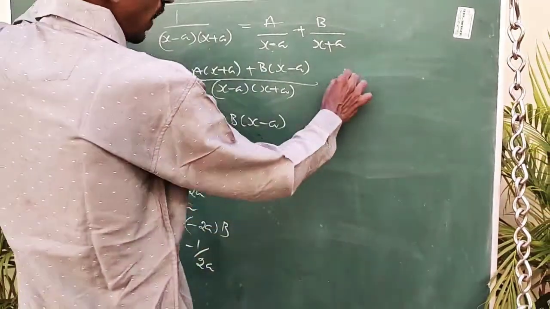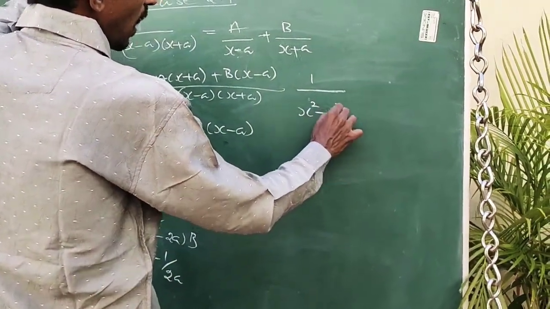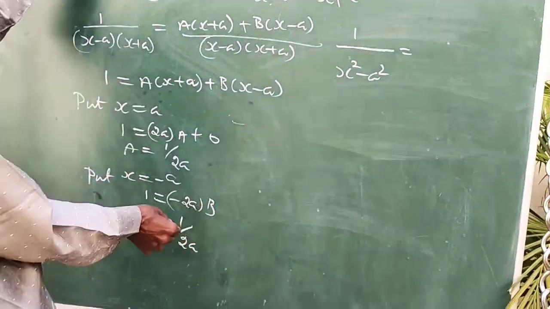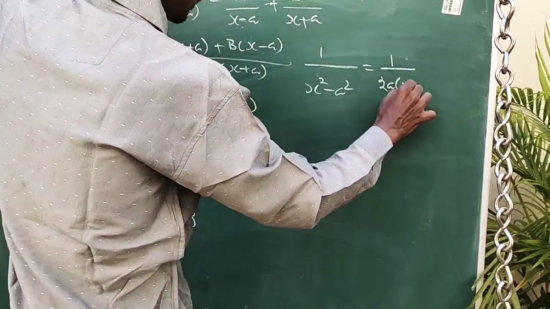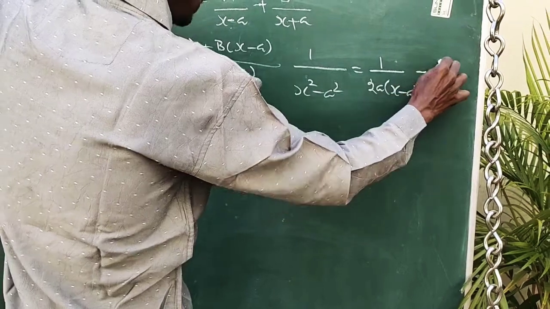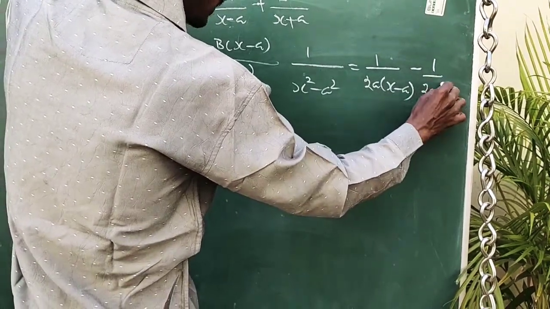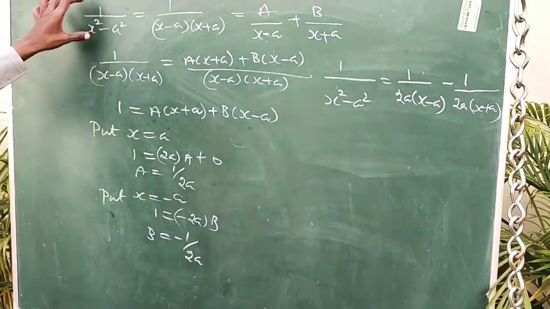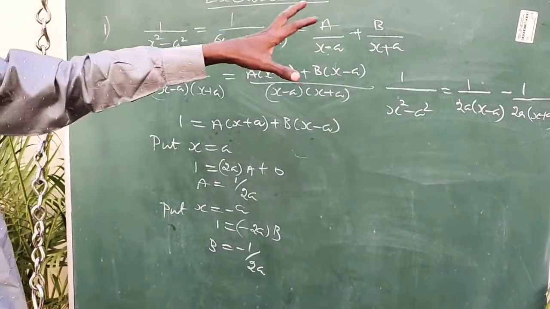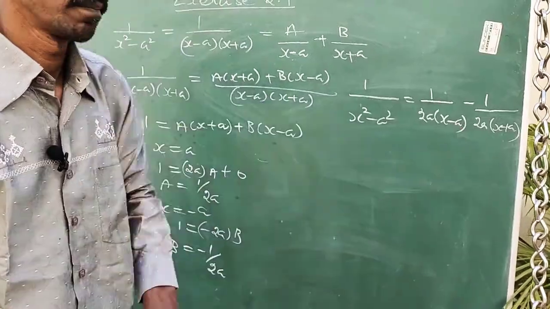Therefore, the given rational expression can be written as, just replace the constants here: 1 by 2a into x minus a, minus 1 by 2a into x plus a. So the rational expression in the product form can be written in the sum form.